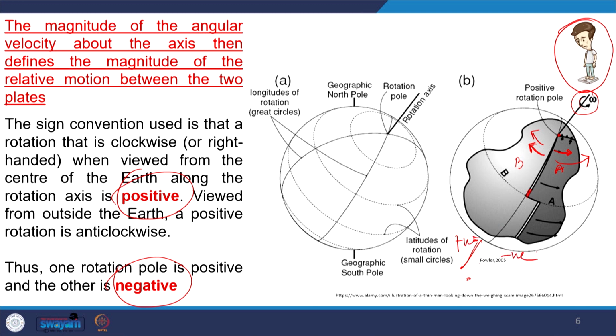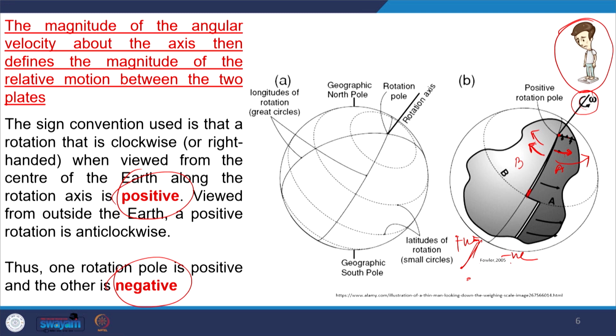So, that means for one pole this plate may be positive, but for this plate that may be negative. Similarly, for this pole this plate may be positive, this plate may be negative, provided that you are a viewer viewing from outside of this earth. However, if you are looking from the inside of the earth, from the center of the earth, the reverse will be true. That means the positive will be negative and the negative will be positive.